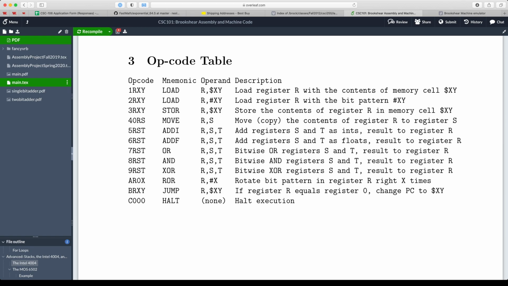Okay, and then let's look at the ADDI. So the I there stands for integer. What is the order of the operands? Okay, so who gets added to whom, and where does the answer go?